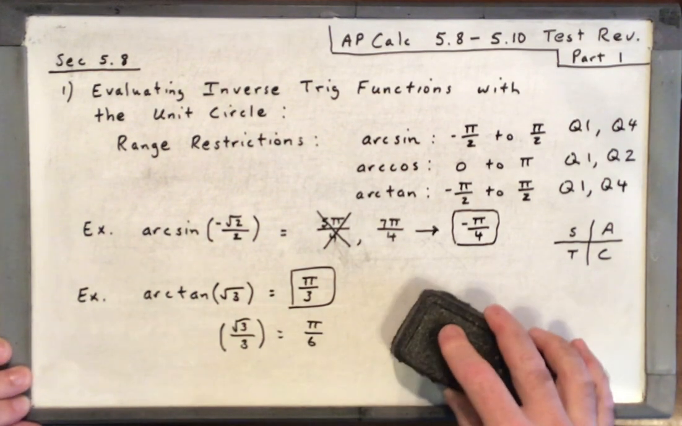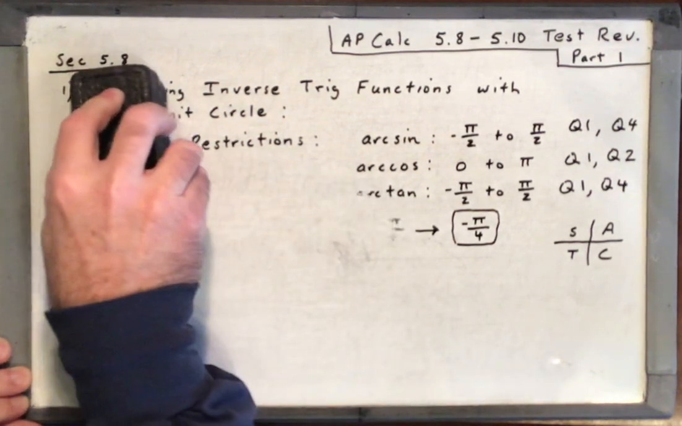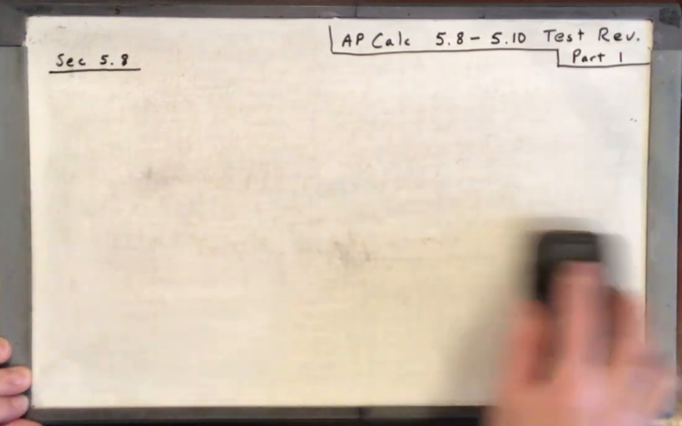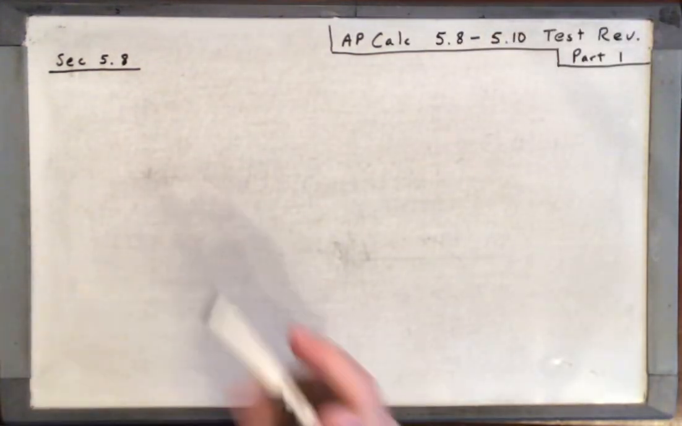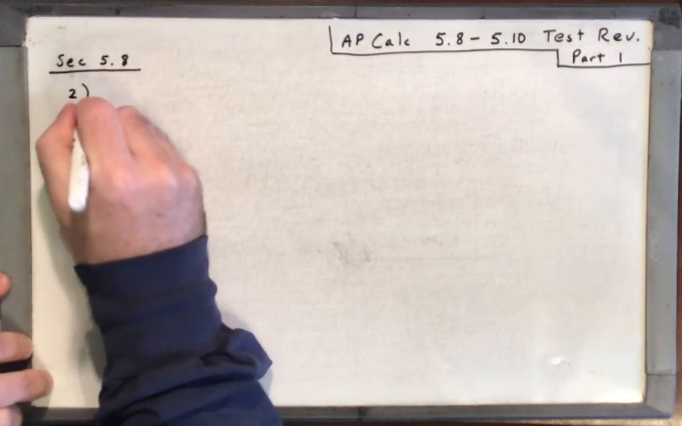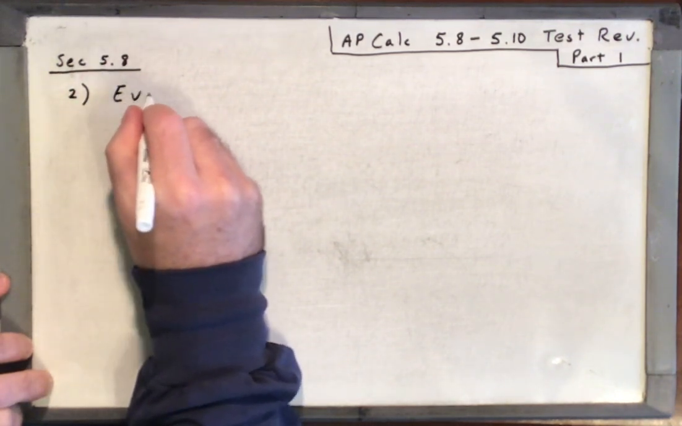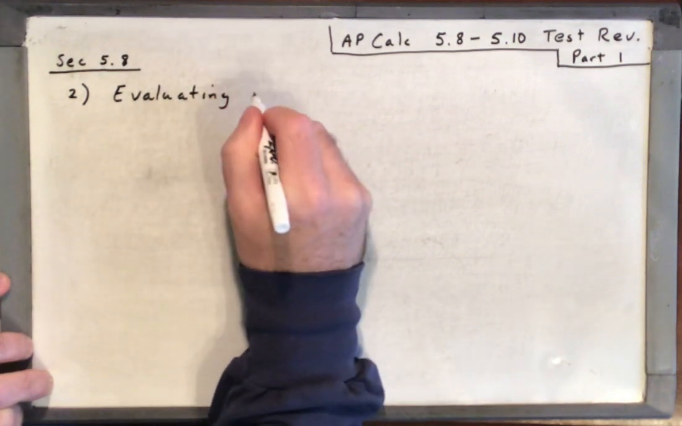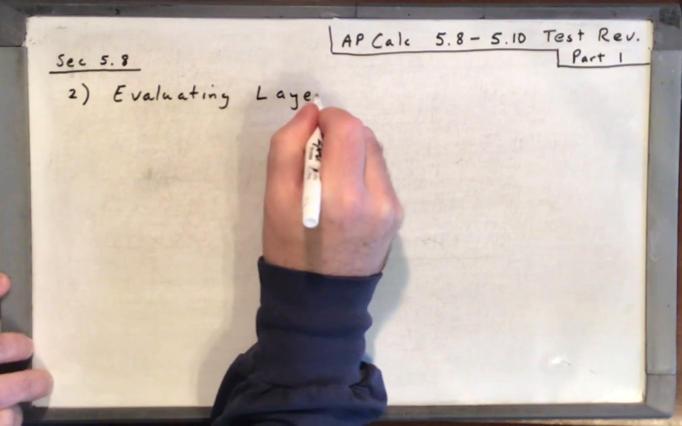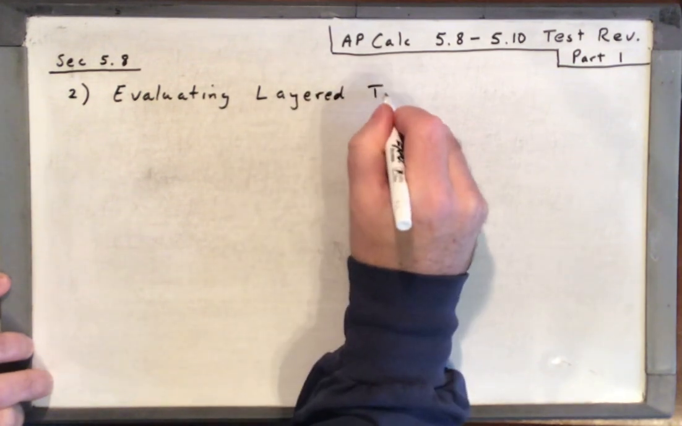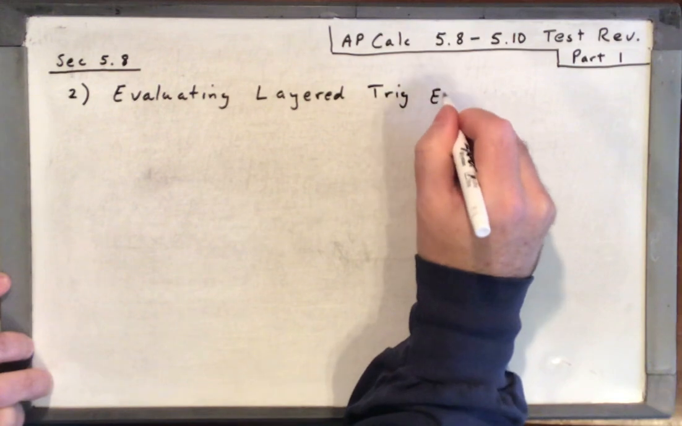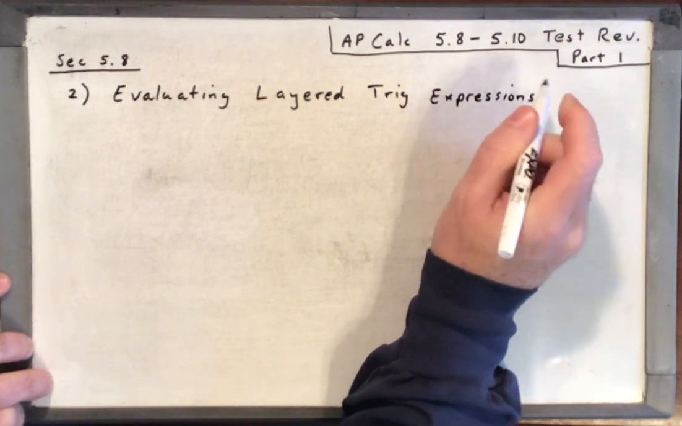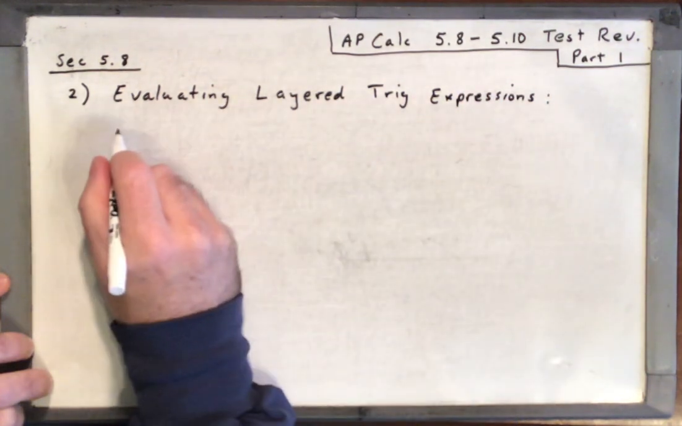Okay, let's go to the next topic. I'll call them topics. Topic 2 of this section. All right, and that is evaluating what I call layered trig expressions. Okay, an example of that.